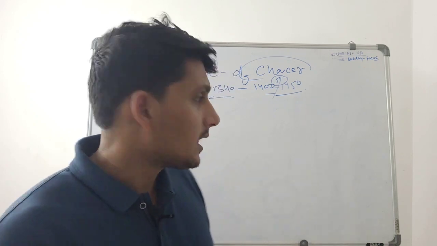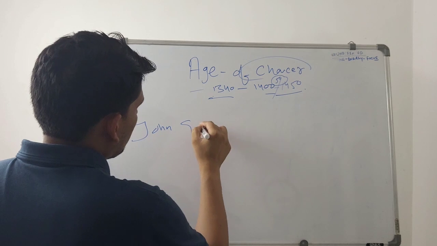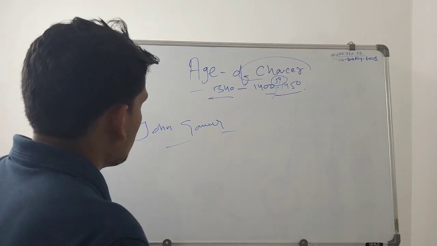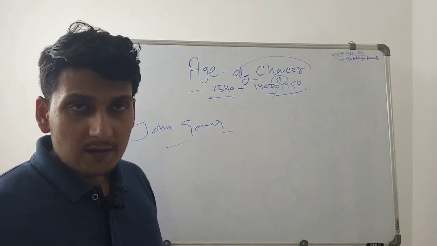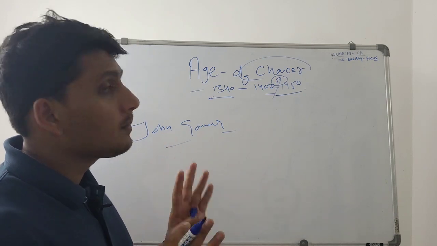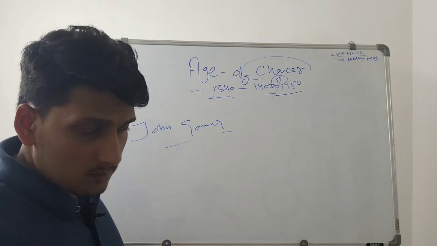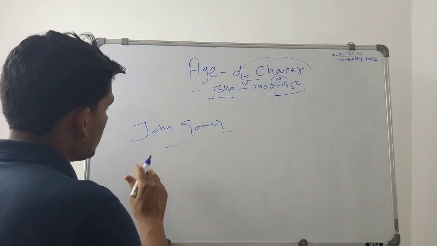Now comes the other writers. John Gower. He was the contemporary of Chaucer, right? He was called the moral Gower by Chaucer. He was his friend, so he called him moral Gower. Now he wrote three works.